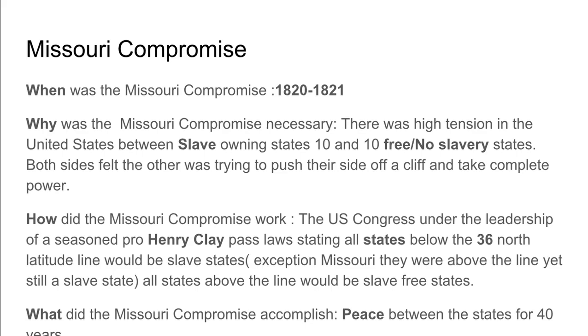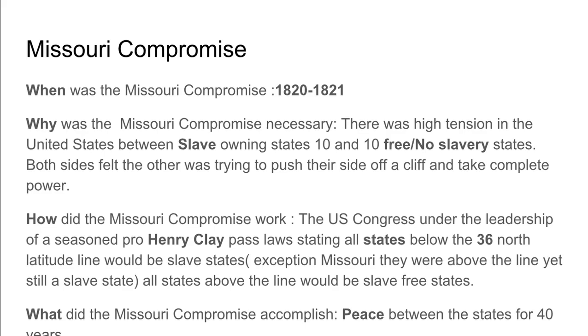And so, how did the Missouri Compromise work? Well, the United States Congress, again in 1820, under a gentleman by the name of Henry Clay, and this is a very, very contentious issue. We talk about the wall today that President Trump is wanting to push, and I would say that this issue was more contentious than the wall by a long ways.